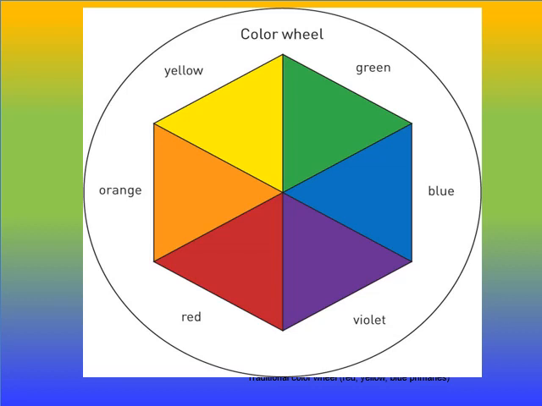Here's a basic color wheel. Notice that the yellow and the purple sit across from each other. Notice that everything sort of blends together smoothly, from one start, yellow to green to blue to purple to red, etc.